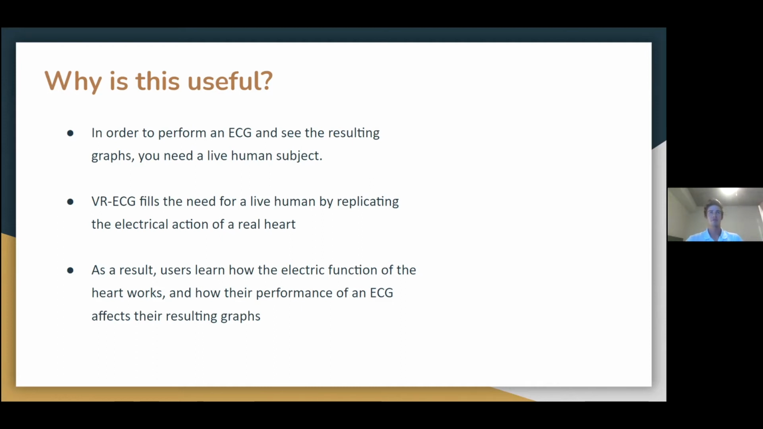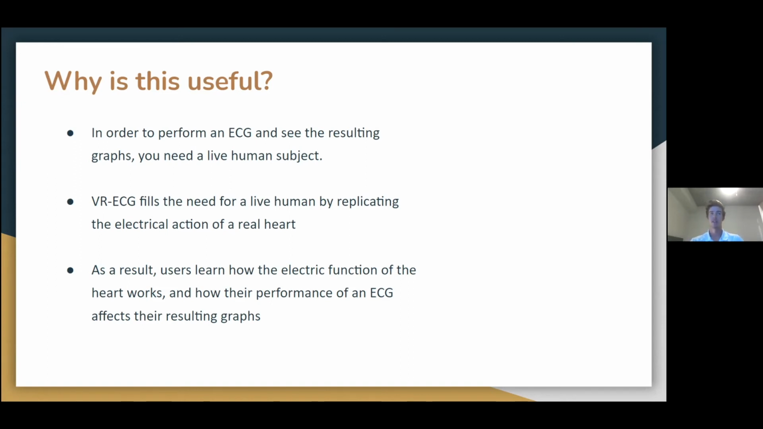So I think it's pretty obvious that if we're able to just do this in VR, giving someone a VR headset that they can take home by themselves, with just a cheap headset they can really get immersed in this experience and have the entire experience of performing an EKG and seeing the results without needing an actual live human heart.